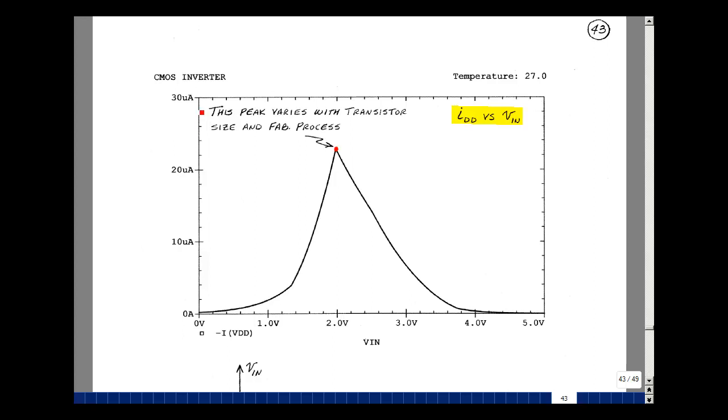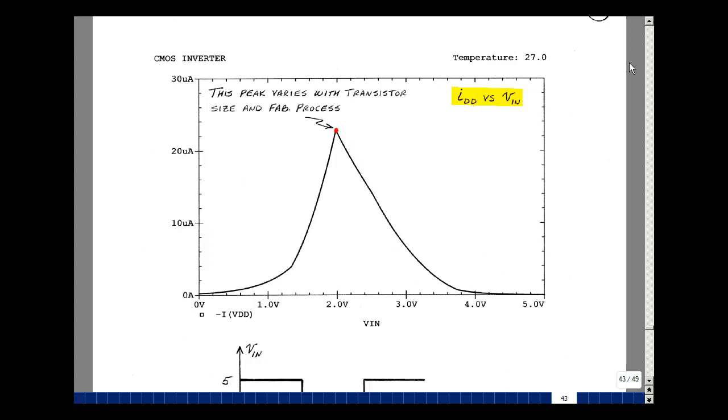I'm plotting the current that's coming out of the power supply. Now in SPICE, current enters the plus terminal, so I want current to come out of that plus terminal. So I'll take the negative of the current of the power supply. You can see here when the input is low, the current is low, and when the input is high, the current is low. But as we switch between those states, and eventually both transistors go active, we do get a peak of current. We're consuming power when we're away from the two extremes.